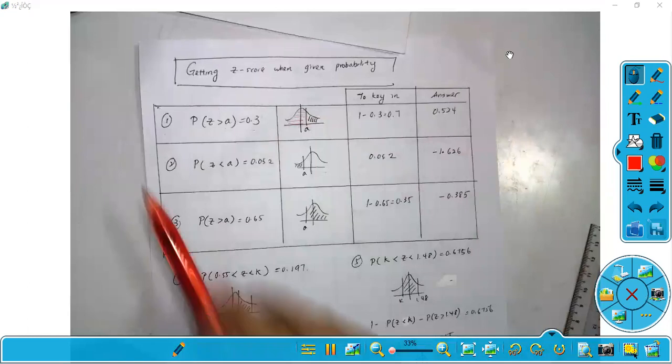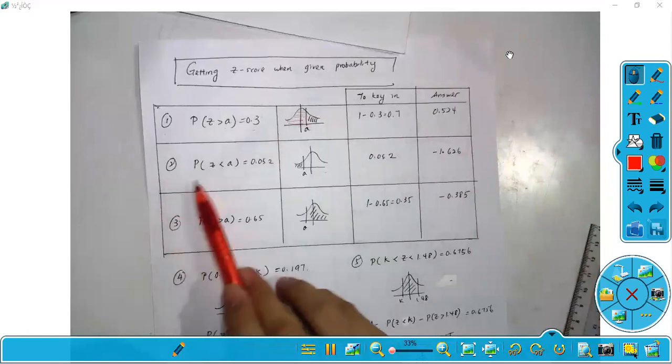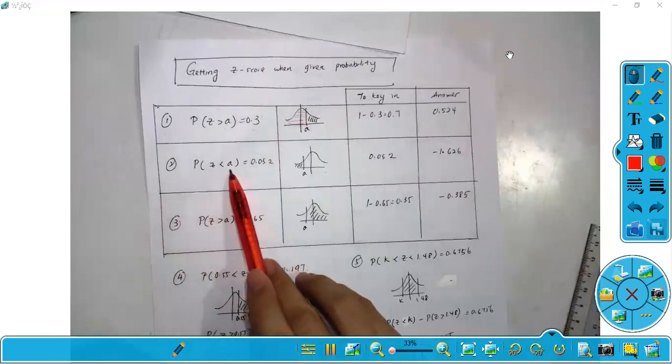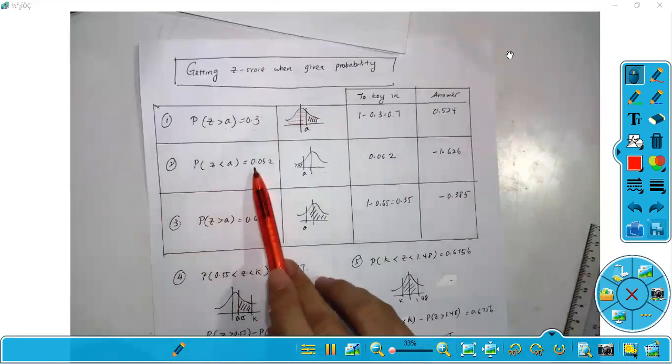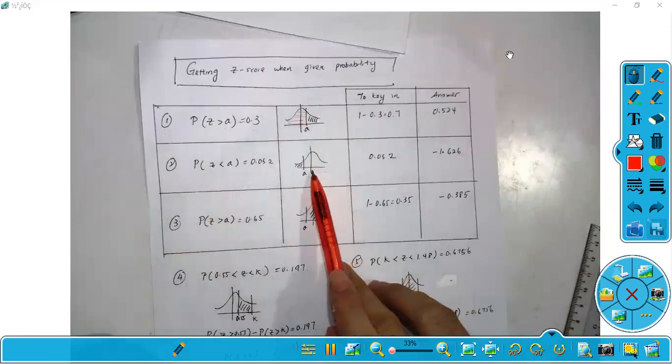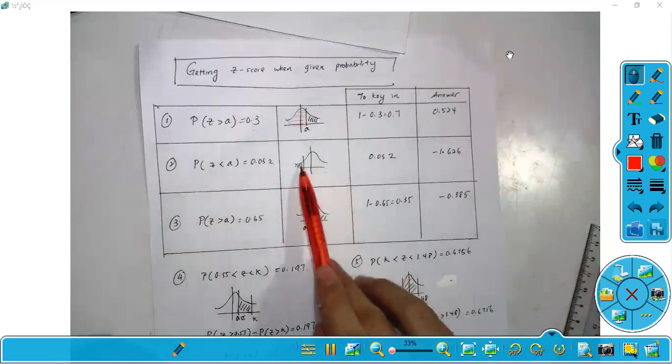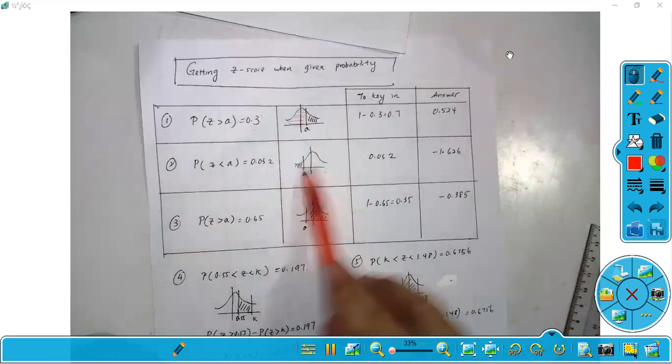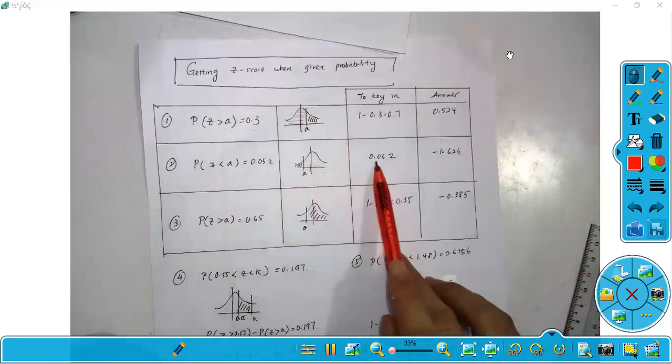The second pattern is for the z-score less than A, where the probability is 0.052. When we draw the graph, it is like this. It already starts from the negative side. So to key in, we just key in 0.052, no need to change anything.